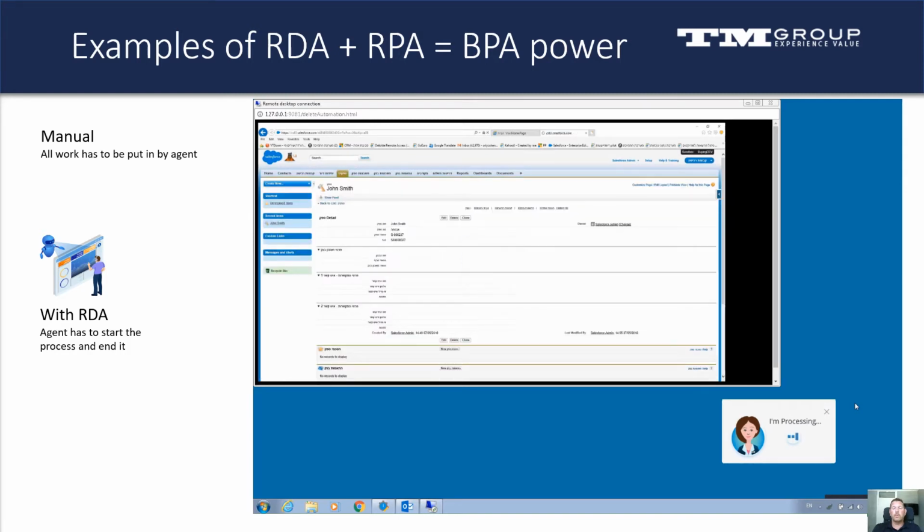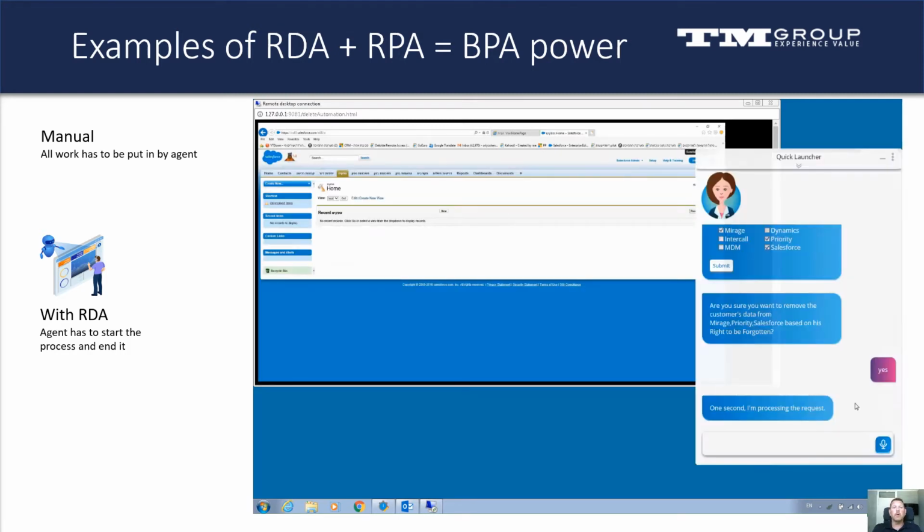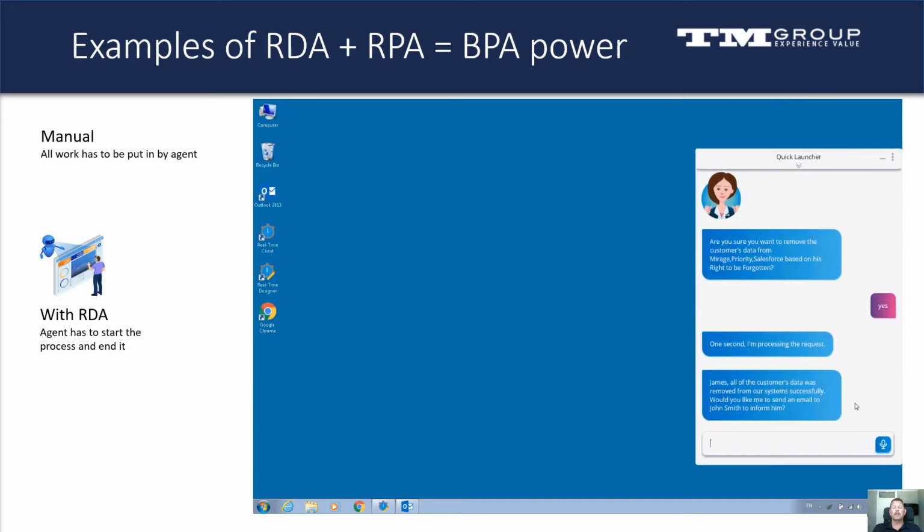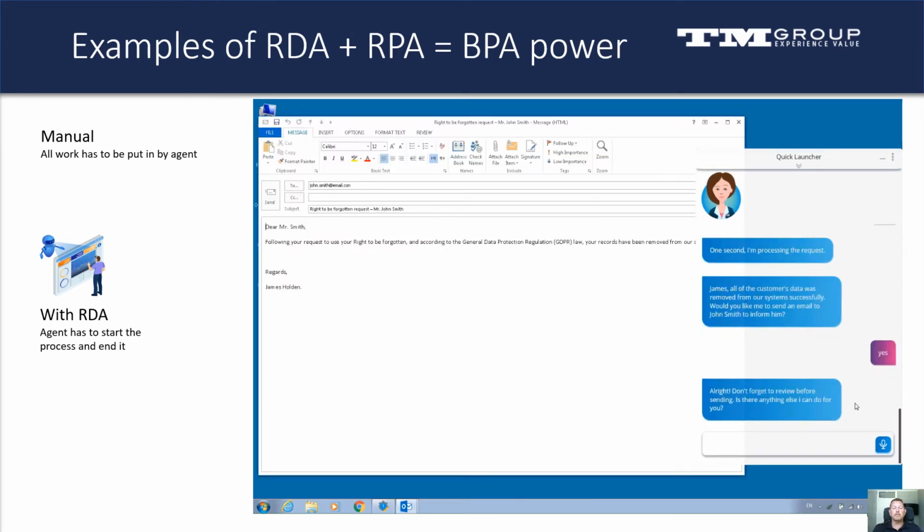So now it's going through all the things, but the agent is still monitoring what is happening, getting some questions back. Is everything good? Is everything done? Do you want me to do something else, to send this confirmation to the customer? So this is the RDA part talking to the BPA part.